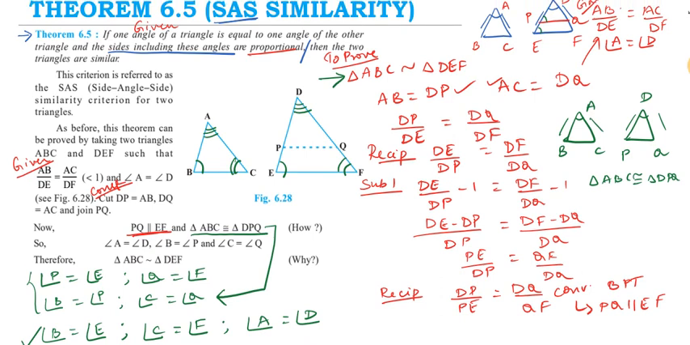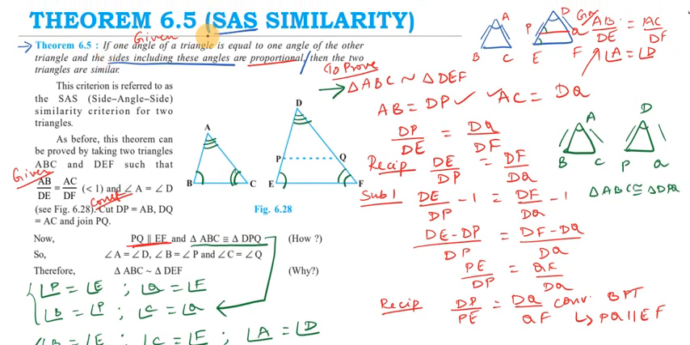So let me do a quick recap for you for better understanding. So theorem 6.5, SAS similarity. What does this theorem 6.5 say? If one angle of a triangle is equal to one angle of the other triangle, so that means angle A is equal to angle D, then the sides including these angles, what are the sides? AB and AC in one triangle and DE and DF in the other triangle, they are going to be proportional. So that is what we have written here. AB by DE is equal to AC by DF.